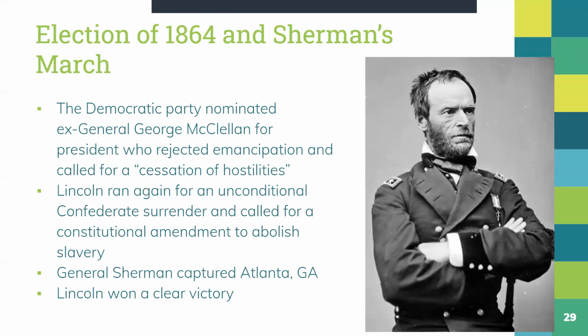That year in 1864, there's another presidential election. The Democratic Party nominates ex-General George McClellan, he's back, who wanted to end the idea of emancipation and end the war. Lincoln said, no, we got to keep going until there is unconditional surrender. And he also called for a constitutional amendment to abolish slavery. Now, right before the election happened, General Sherman, there he is, would capture the city of Atlanta, Georgia, which was a major Northern victory. And then just a few weeks later, Lincoln would win a clear victory in the presidential election.